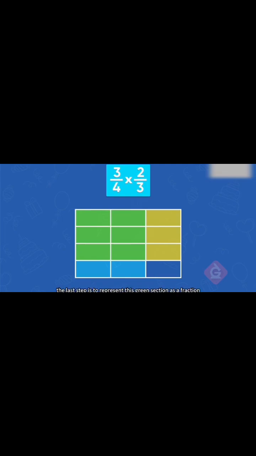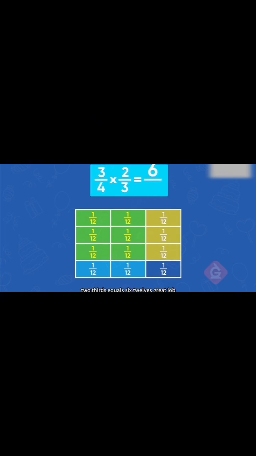The last step is to represent this green section as a fraction. Okay, it looks like there are 12 parts in this whole cake. So each part is 1/12. And the green section has 6 of those parts. So it can be represented by the fraction 6/12. 3/4 times 2/3 equals 6/12.